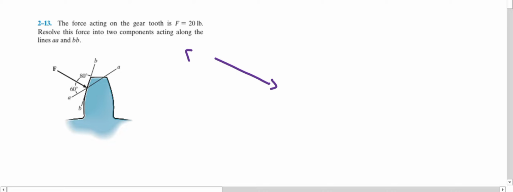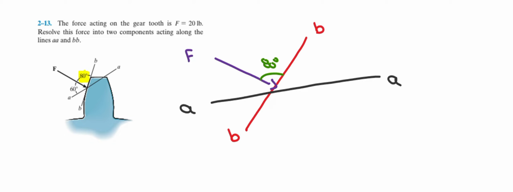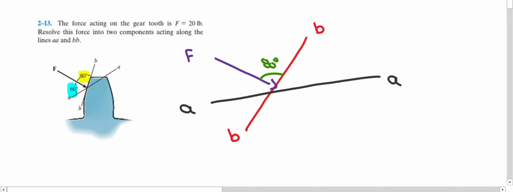This is basically our force F. This is basically our line BB. According to the question diagram, the force F makes an angle of 80 degrees with line BB. So, this is basically 80 degrees. Similarly, this is basically our line AA, and according to the question diagram, the force F makes an angle of 60 degrees with line AA. So, this is basically 60 degrees.